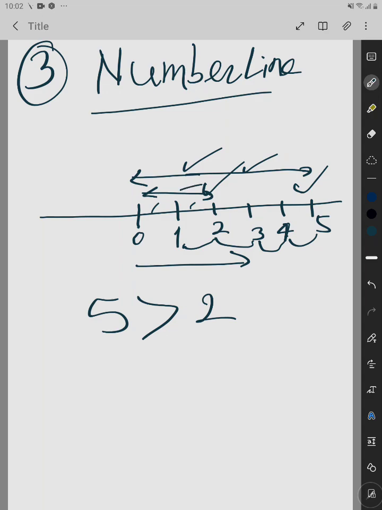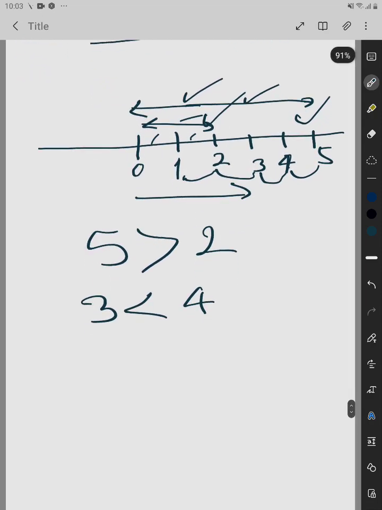So this is the clear concept of how any number is greater and how any number is lesser. For example, you can say 3 is less than 4, because 3 is before 4. Okay, 3 is 1 less than 4. So I think this concept is clear.